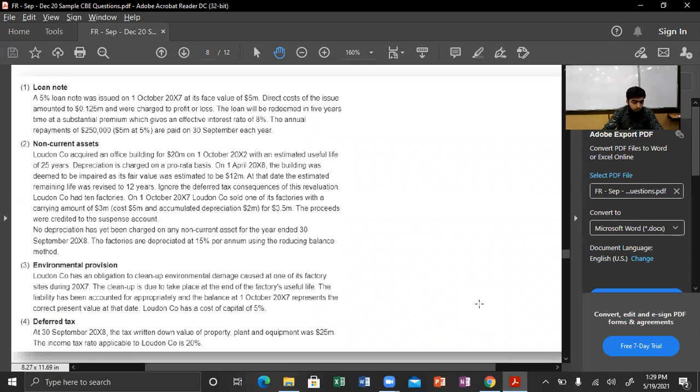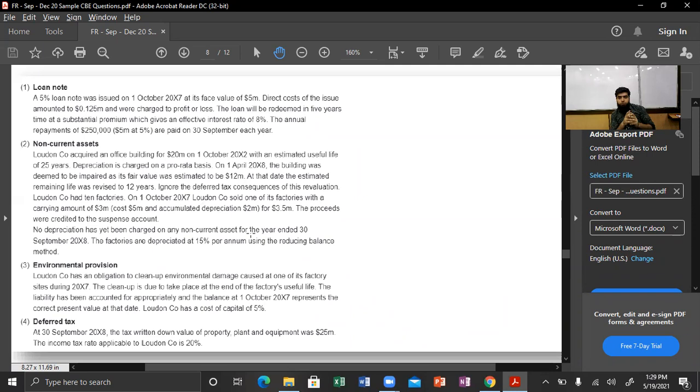Let's move on to another part. LOUDON company had 10 factories. Now let's work out the factory side. On 1st October 2007, LOUDON company sold one of its factories with a carrying amount of $3 million. That was the book value, and the cost was $5 million, and accumulated depreciation obviously $2 million, for $3.5 million.